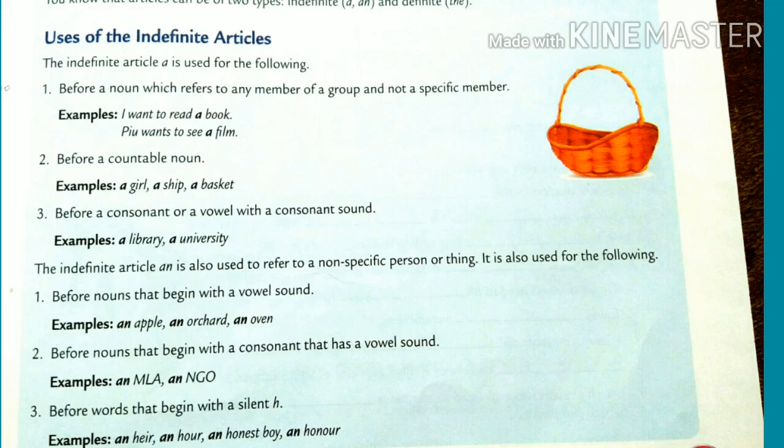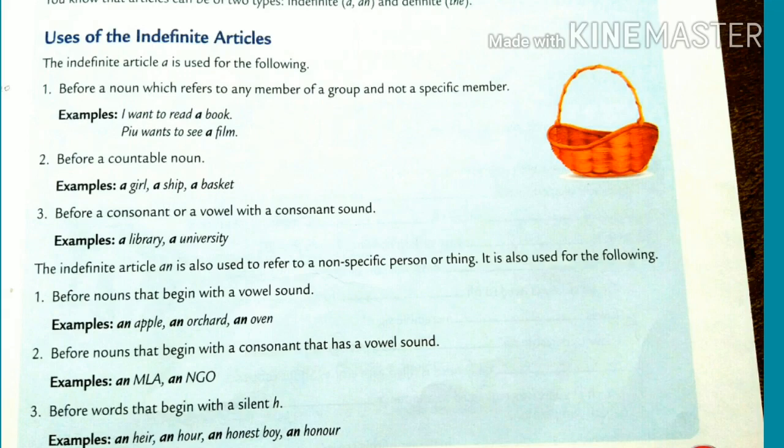First one, before nouns that begin with the vowel sound. If a noun begins with the vowel sound, we have to use the indefinite article an. Example: an apple, an orchard, an oven. All these 3 words begin with the vowel sound, so we use article an.